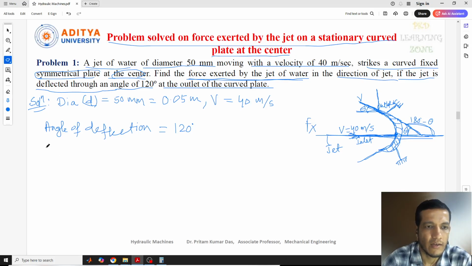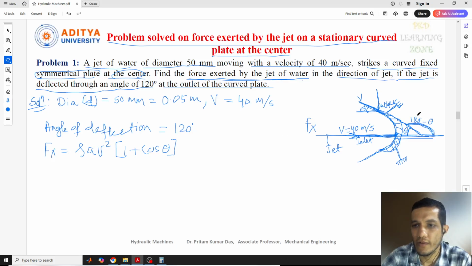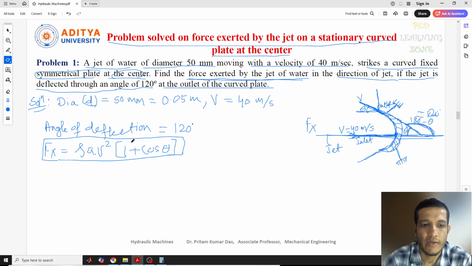We know that the formula of force Fx equal to rho a v square, square bracket start 1 plus cos theta. This is not the theta actually. Theta is another one, and this 120 degree angle is nothing but the angle of deflection. In this equation, the unknowns are the rho value, which is the density of the fluid. Here water is given, so we can consider the density of water.